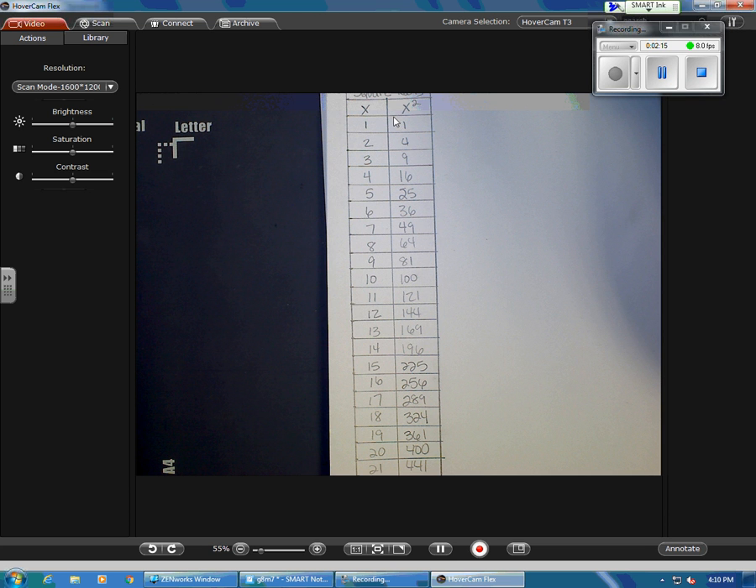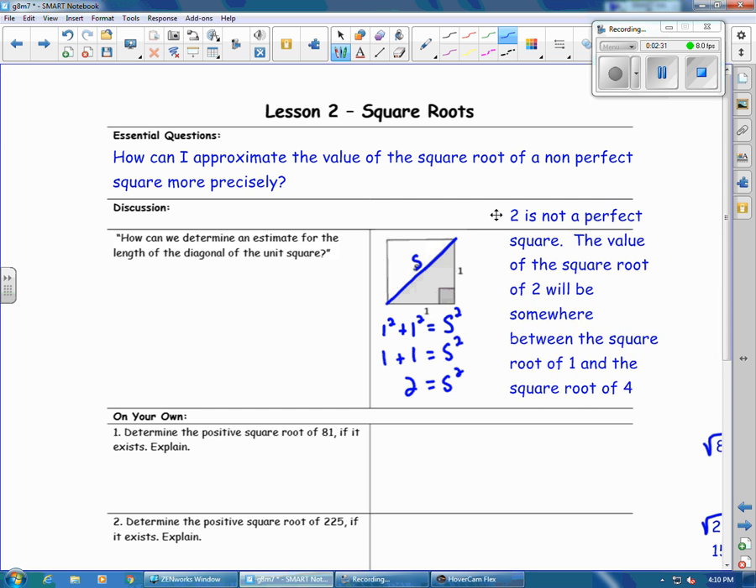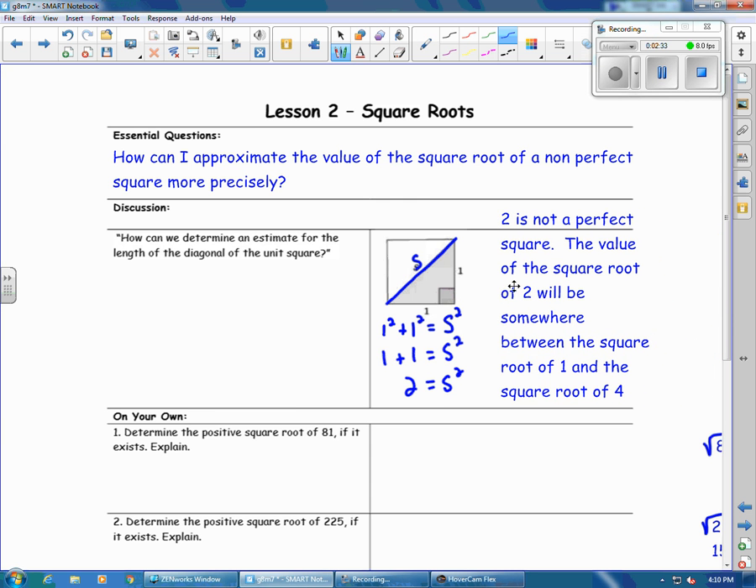Now 2 is a lot closer to 1 than it is to 4, so my answer is going to be closer to 1 than it is to 2. This will make sense as we move on in the lesson. For this part of the lesson, what I want you to recognize is that 2 is not a perfect square. The value of the square root of 2 will be somewhere between the square root of 1 and the square root of 4, kind of reviewing what we did yesterday.